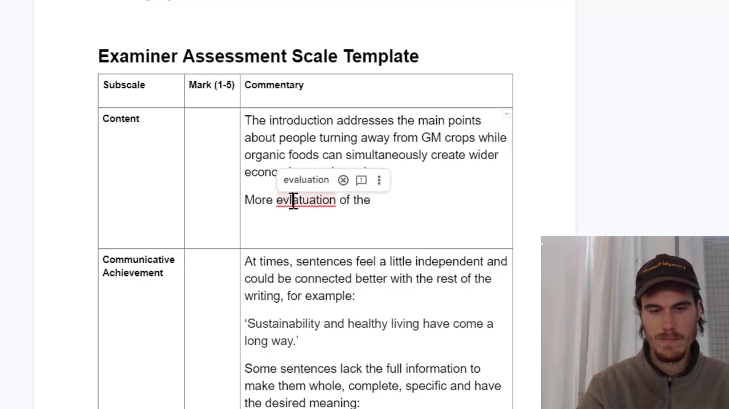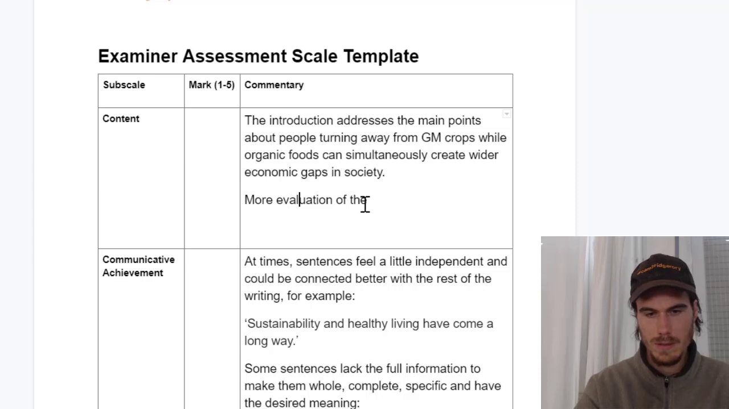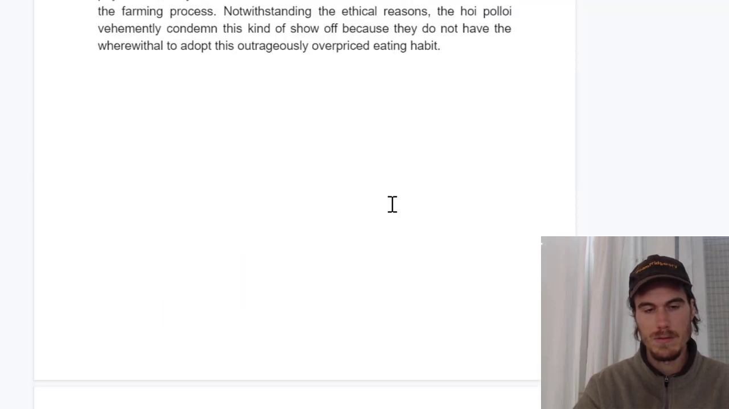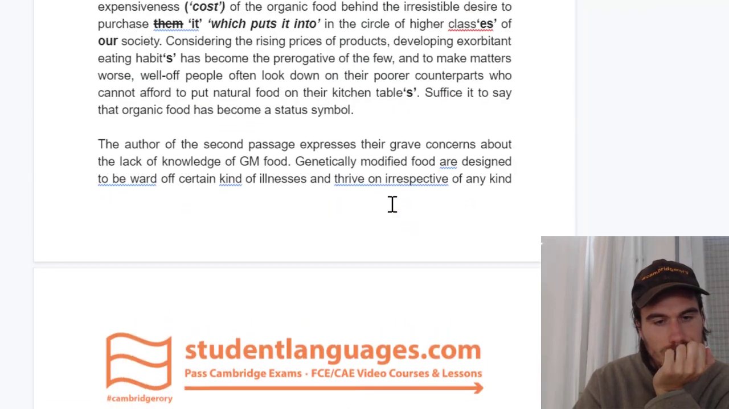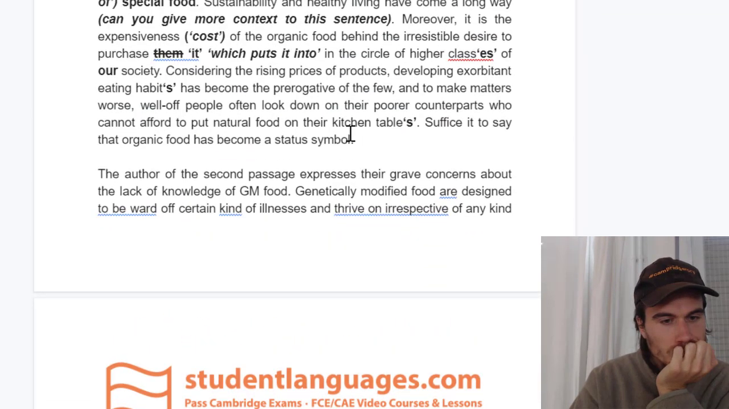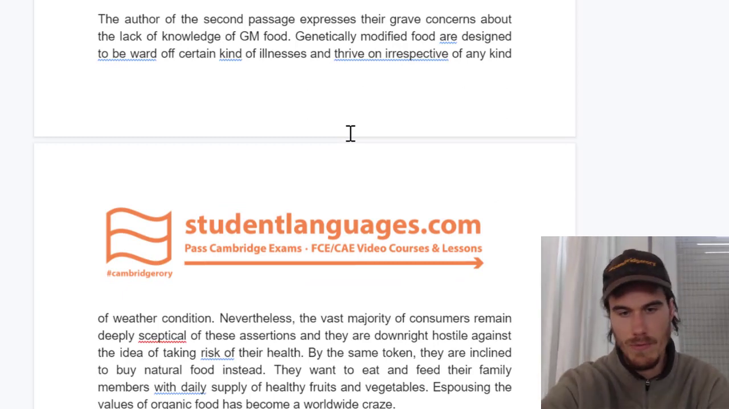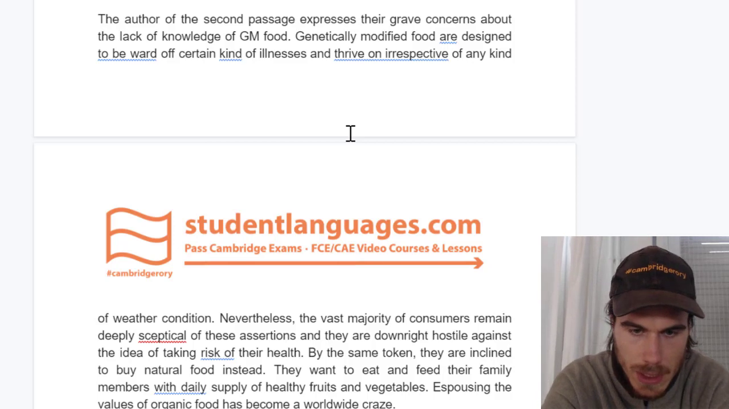More evaluation. The key ideas on top of a summary would be good. The author of the second passage expresses their grave concerns about the lack of knowledge of GM food.